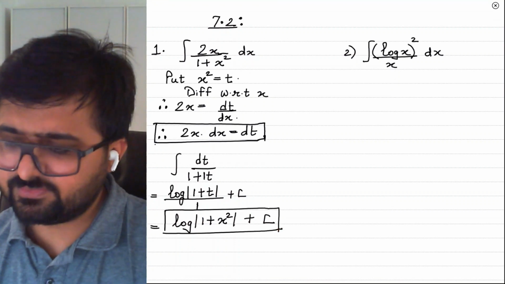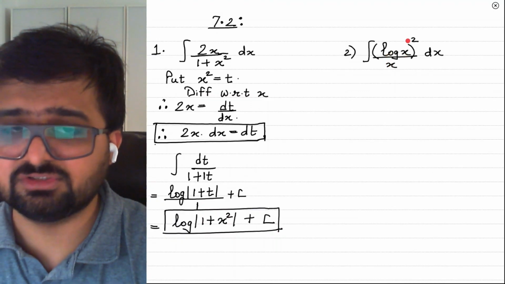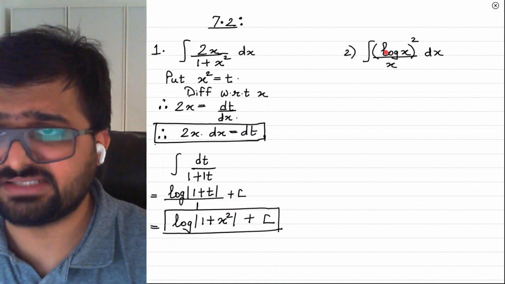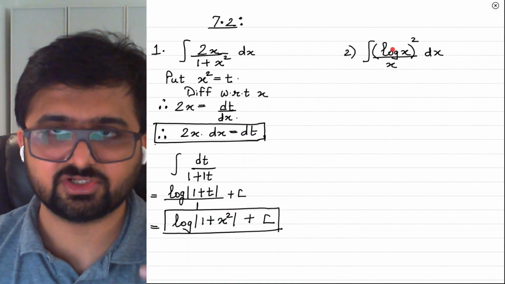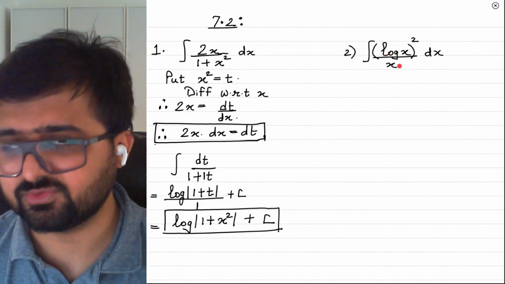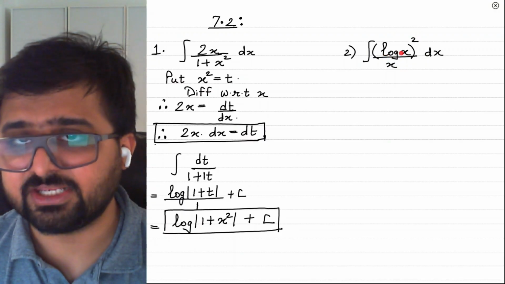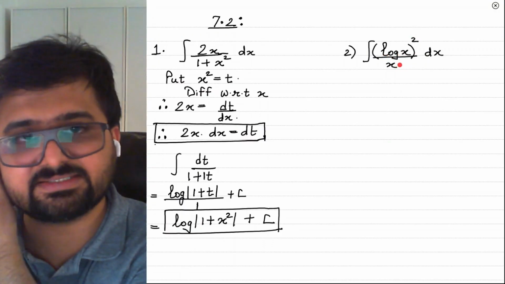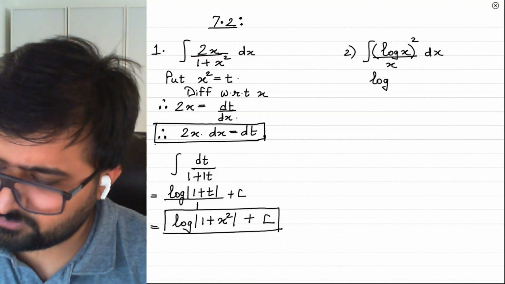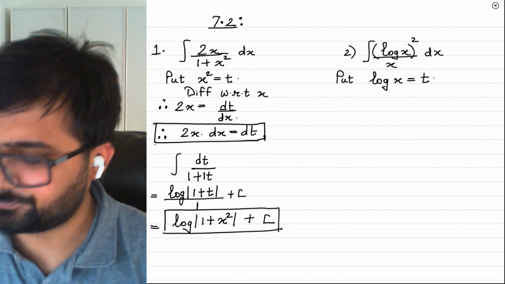All right, now let's move to question number 2. We have log x over x the whole squared. Now notice that here this is like log x squared, so this is a composite function, and also the derivative of log x, which is 1 over x, is present here. In such a case, we can say put log x is equal to t.